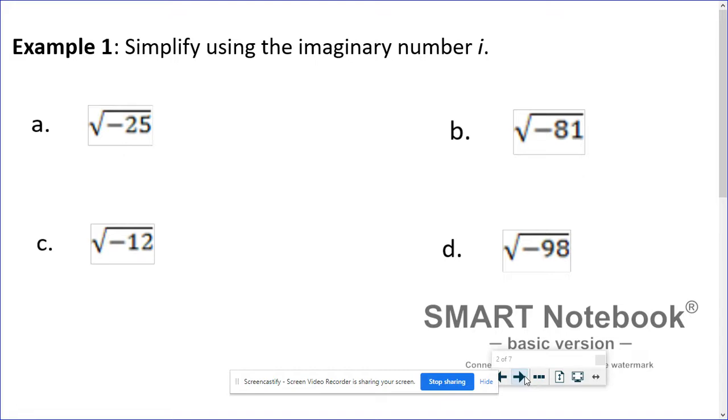So what we're going to do in example 1 is just simplify some radicals that are all negative. Square root of -25. Well, you know what the square root of 25 is, right? Think about it as separate. Square root of 25 is 5. Square root of -1 is i. For 81, 81 is another perfect square. So I'm just going to split this up into -1 and 81. Square root of 81 is 9. Square root of -1 is i.